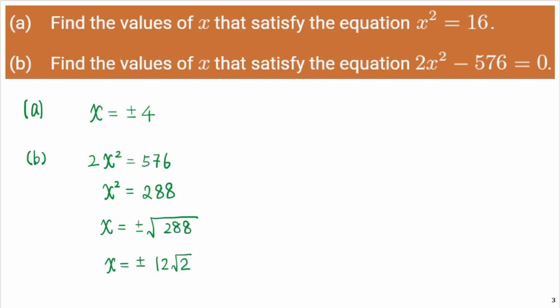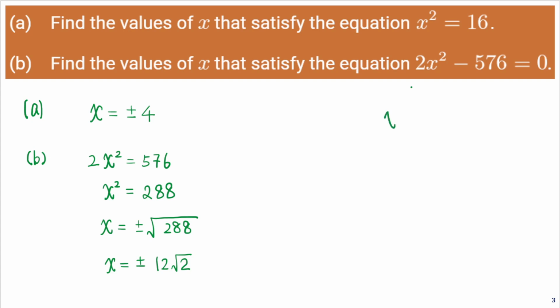So this tells us that isolating the variable works just fine when there's no linear term. But we have to remember the plus minus issue. Why won't isolating x squared work when there's a linear term?